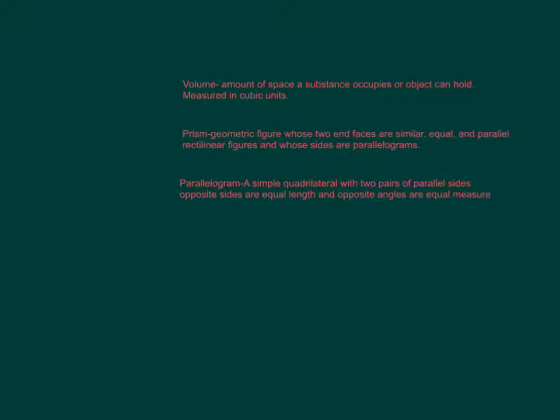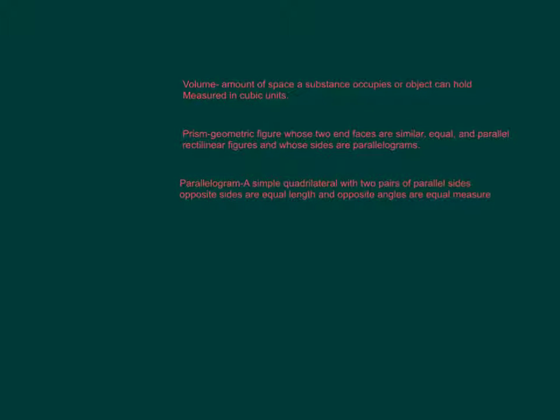Some vocabulary terms that we will be using during this math cast are volume, which is the amount of space a substance occupies or object can hold, measured in cubic units. So if you have a prism with the sides measured in inches, it would be cubic inches. If it's measured in feet, it would be cubic feet, and so on.